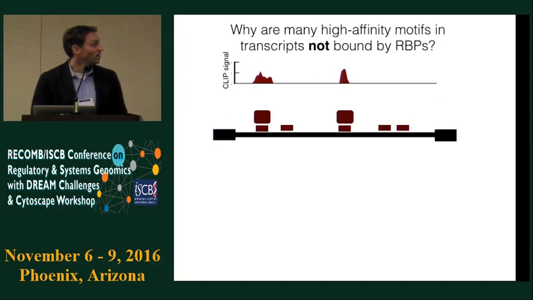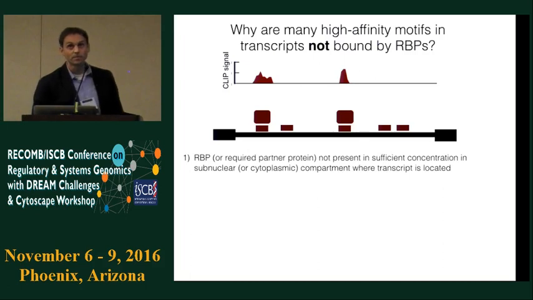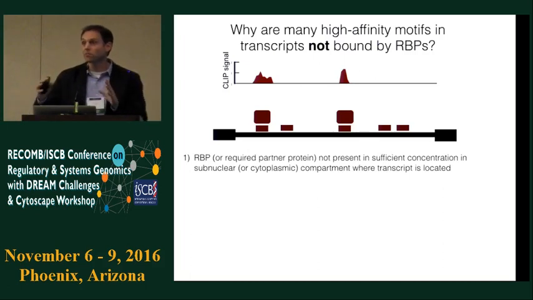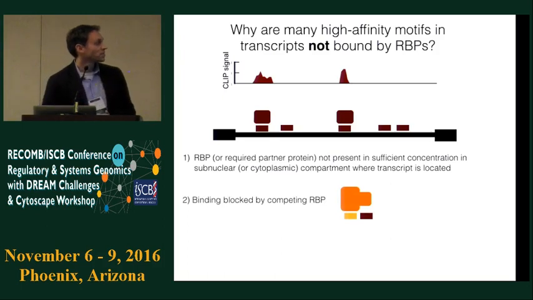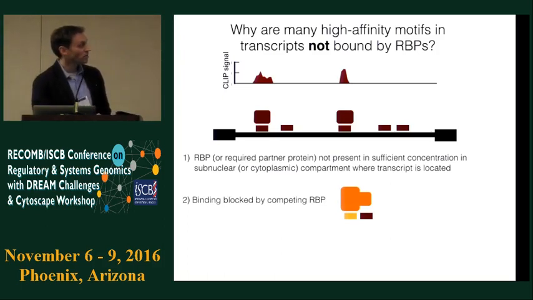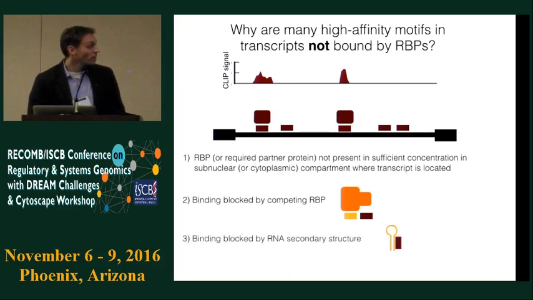Why are some sites bound, for example, these two sites might be bound, and these other apparently equally good sites are not bound at all in CLIP. There's a number of reasons why this might be in vivo. It could be that the RNA binding protein is not expressed in the same part of the nucleus where that gene is transcribed, or the same part of the cytoplasm, for example. It could be that there's another RNA binding protein that binds nearby and sterically occludes this site. Or it could be that secondary structure forms that involves this motif, and that prevents its recognition by that particular RNA binding protein. There might be other possibilities too.